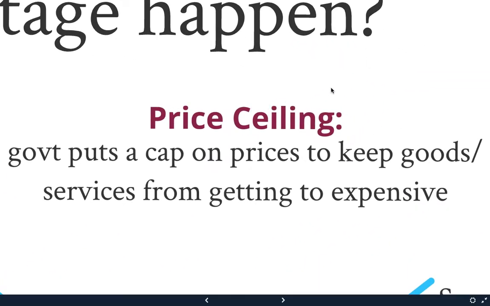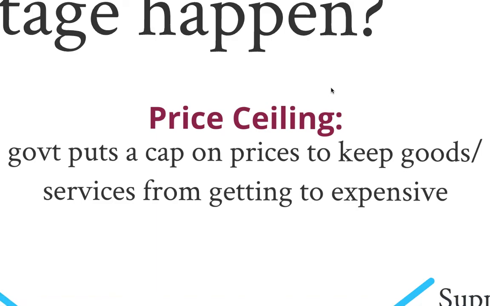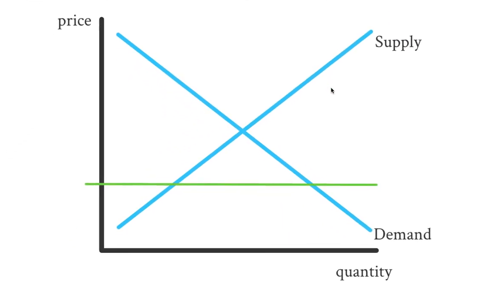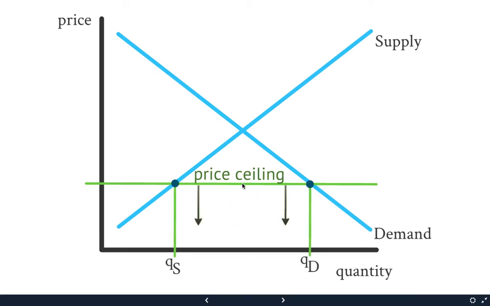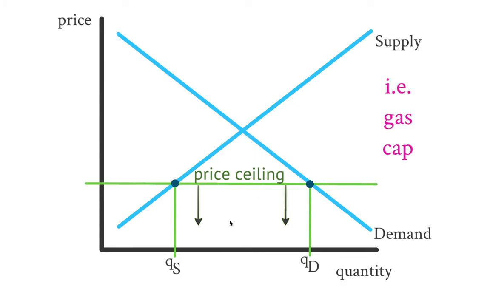All right, price ceiling. That's when the government caps prices to keep goods or services from getting too expensive. And that's just the opposite. So you're trying to keep your prices underneath this price, and you see the equilibrium price is much higher. So the example could be the gas cap. Everybody would pay more money for gas. Everybody would pay $5, $10, $15 a gallon if they could for gasoline because we have to have our cars.